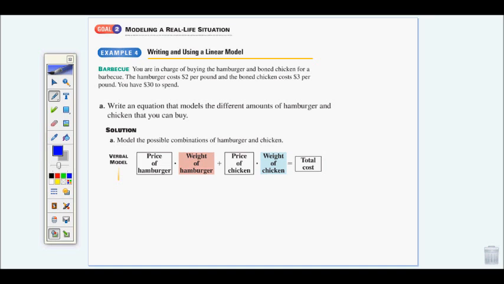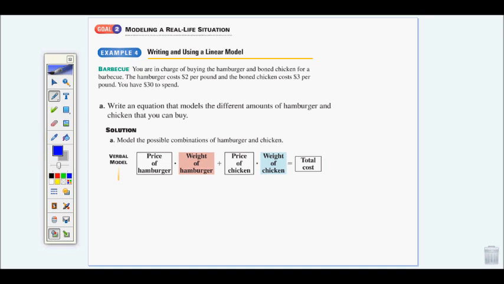We're at a barbecue and you are in charge of buying the hamburger and the boneless chicken for our barbecue. The hamburger costs $2 per pound and the boneless chicken is $3 per pound, and you have $30 to spend. So if you're going to write an equation that models the different amounts of hamburger and chicken you can buy, we have 2 different variables, one for hamburger and one for chicken, and you have your constant term of the $30. So we would start out filling in our equation before we change it into standard form.